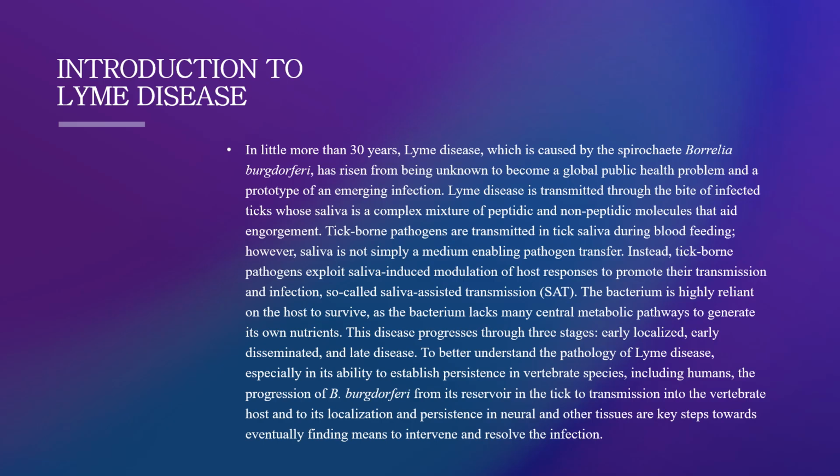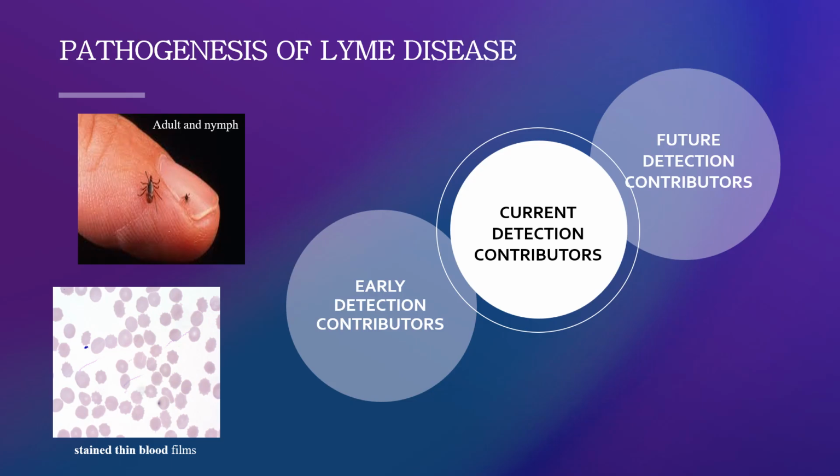To better understand the pathology of Lyme disease, especially its ability to establish persistence in vertebrate species, including humans, the progression of Borrelia burgdorferi, the Lyme bacteria, from its reservoir in the tick to transmission into vertebrate hosts, and to its localization and persistence in neural and other tissues are key steps towards eventually finding means to intervene and resolve the infection.